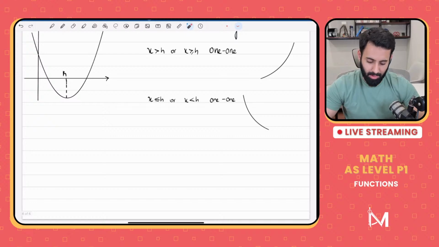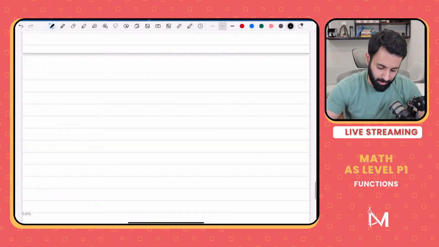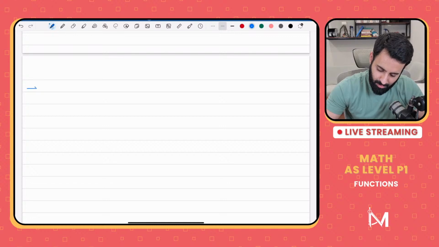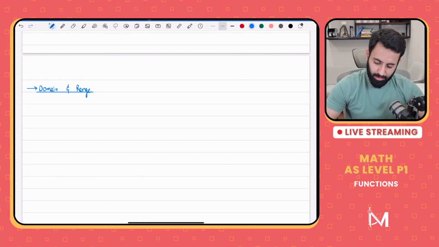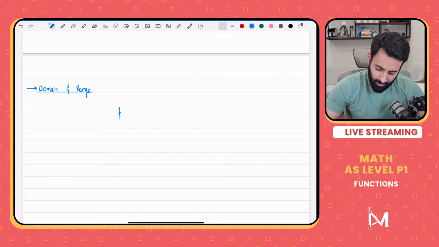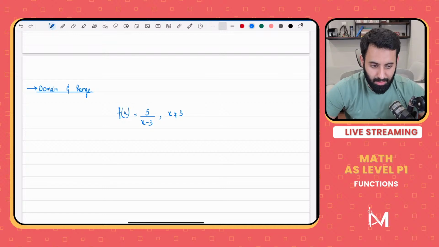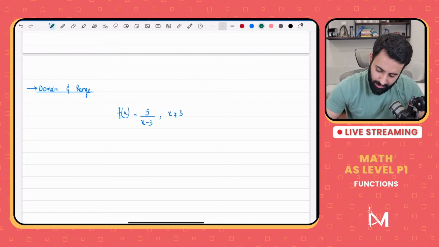Now, let's talk about domain and range, and then we'll do some past paper questions. So that was just an introduction to functions. Now we're going to talk about domain and range in detail, and I guess that's the pain point for a lot of students. So first of all, let's understand what domain is. So every time you come across something like 5 upon x minus 3, you will often notice that you're given x is not equal to 3. Why? Because if you plug in 3, then the whole function becomes undefined.